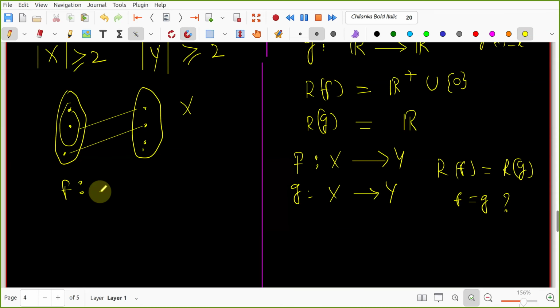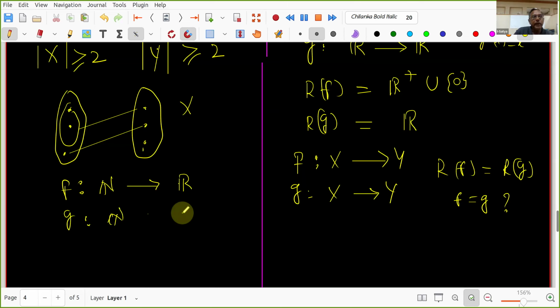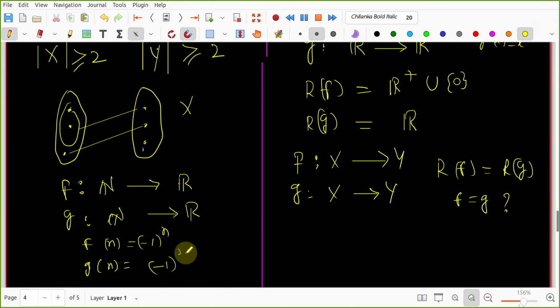No, that's okay. You tell me, your maps are from natural numbers to real numbers, right? Yes, natural numbers to real numbers, so these are sequences. So they are maps like this. You are telling that f of n is equal to (-1)^n, and g of n is equal to (-1)^(n+1).